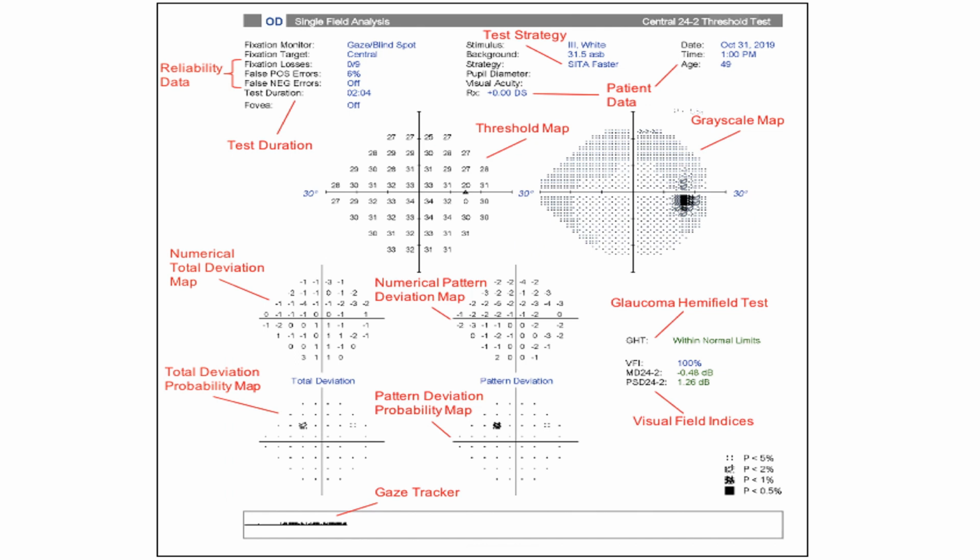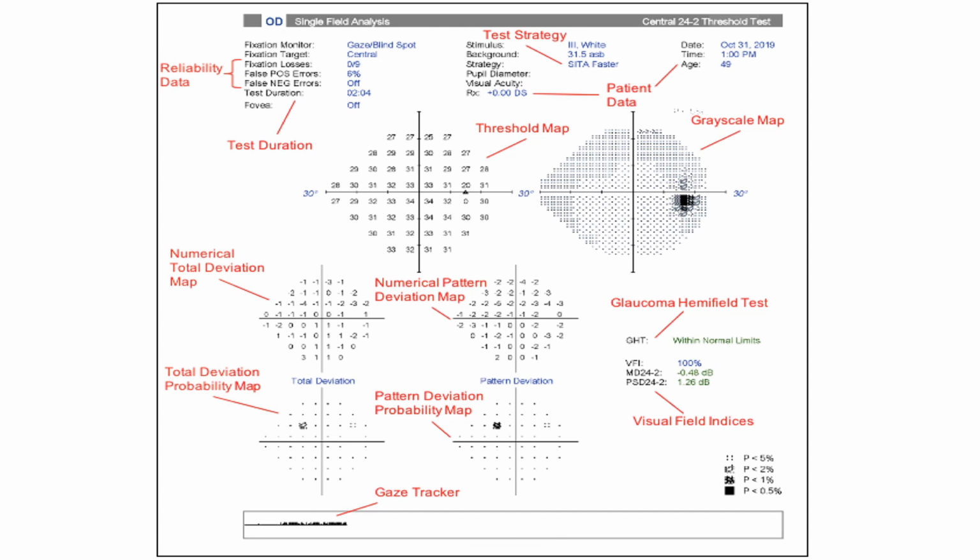So this is the final printout. As we said here, the reliability indices data: fixation loss, false positive, false negative. This is related to the right test: the test duration, the test strategy, the stimulus size, background, the pupil diameter, the visual acuity, the date of the test, the time of the test, the age of the patient, and then you will see the threshold numerical probability map and the grayscale map.